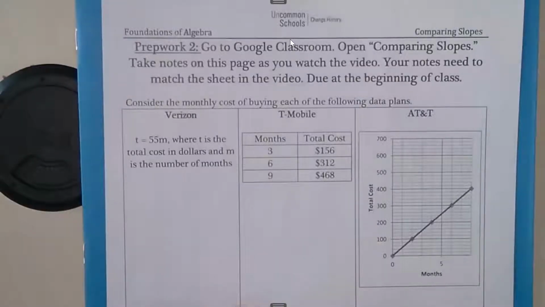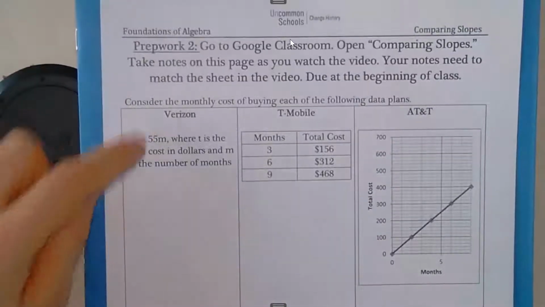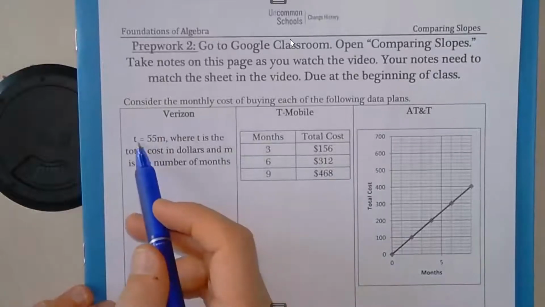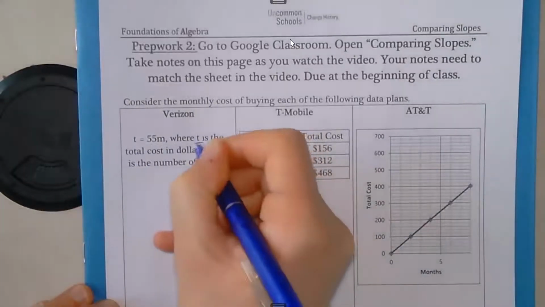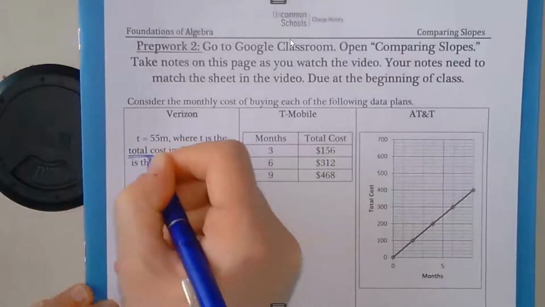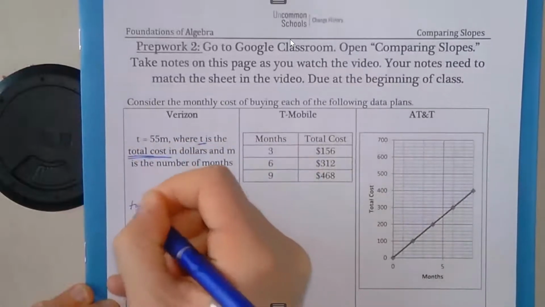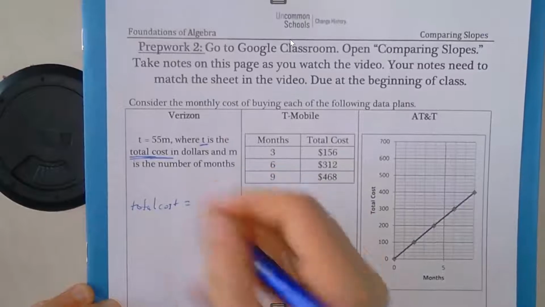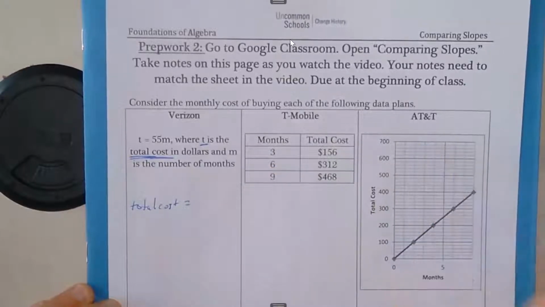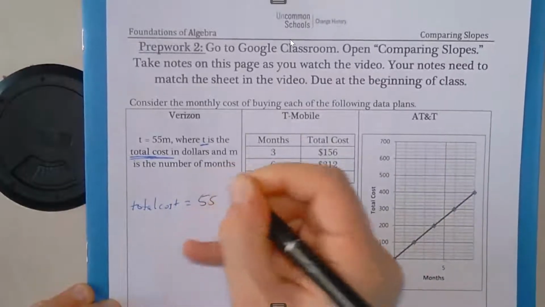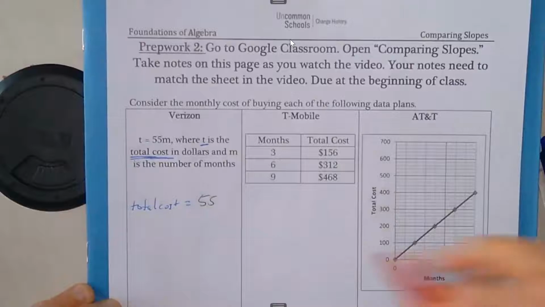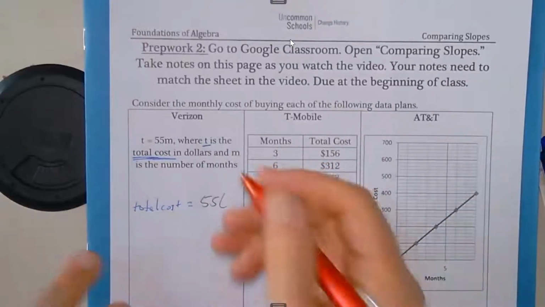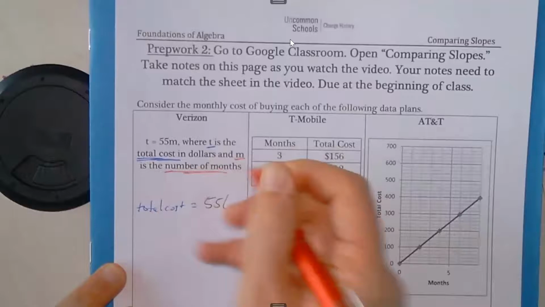So here we go, and let's look at the cost of Verizon. You can see that T, meaning total cost. So total cost equals 55 multiplied by M, the number of months.